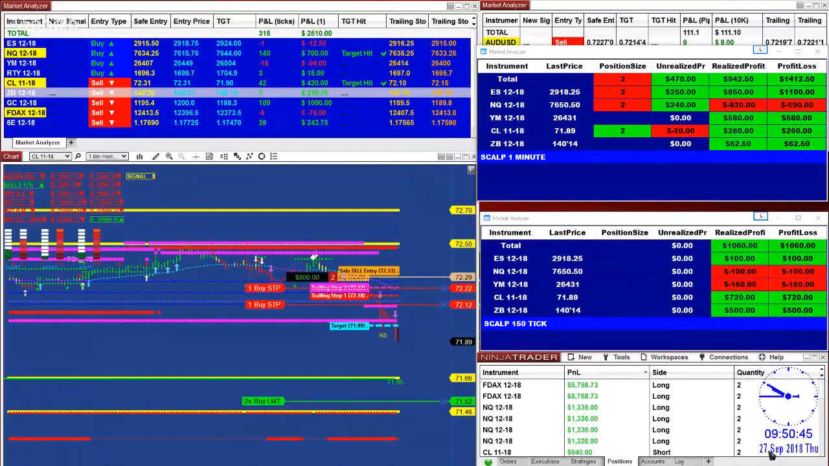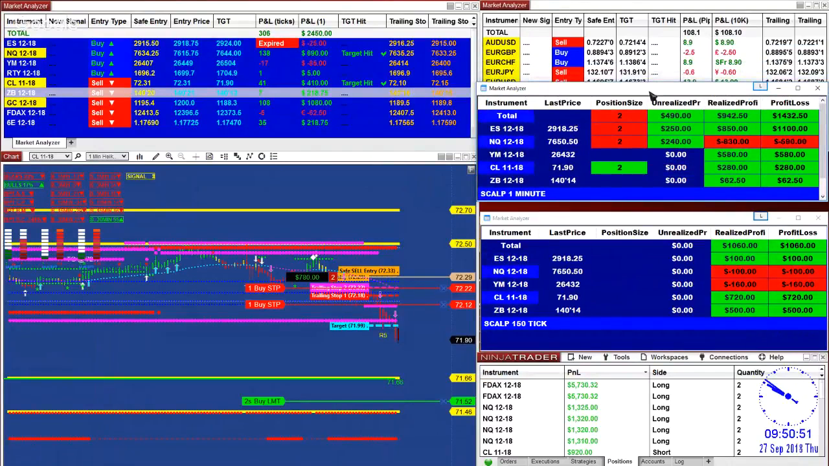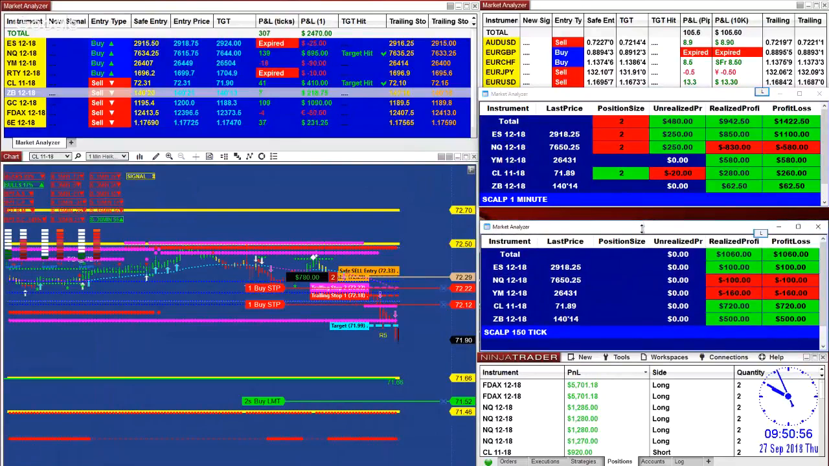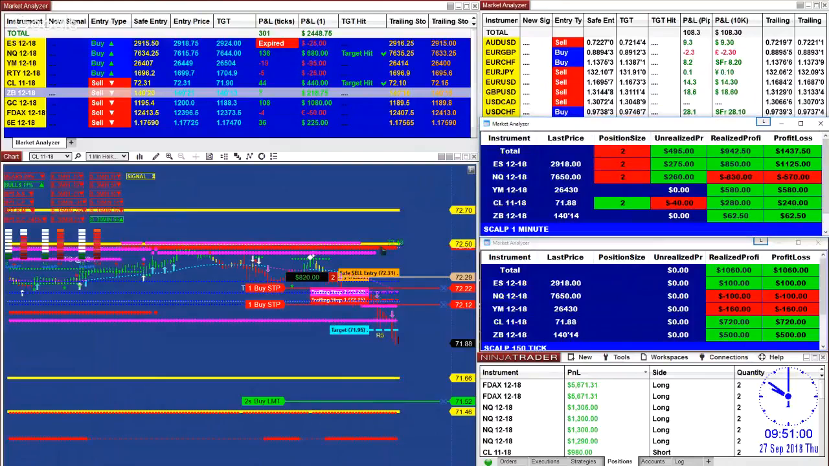And then we have the clock. It's 9:50. Normally, we start at 10 o'clock. And we'll try to squeeze everything into one screen. I'm having a hard time squeezing everything into one screen. We will do that.